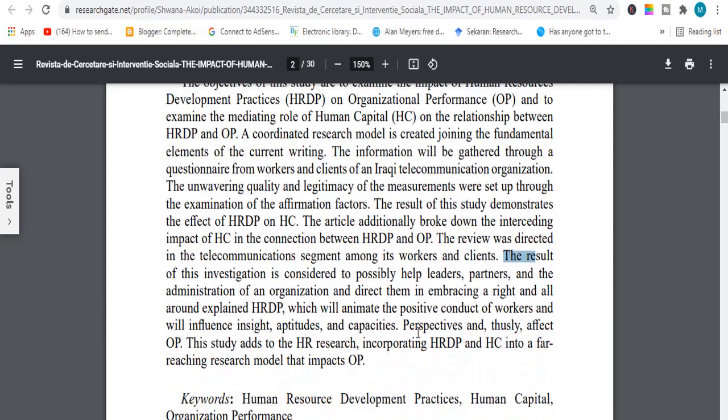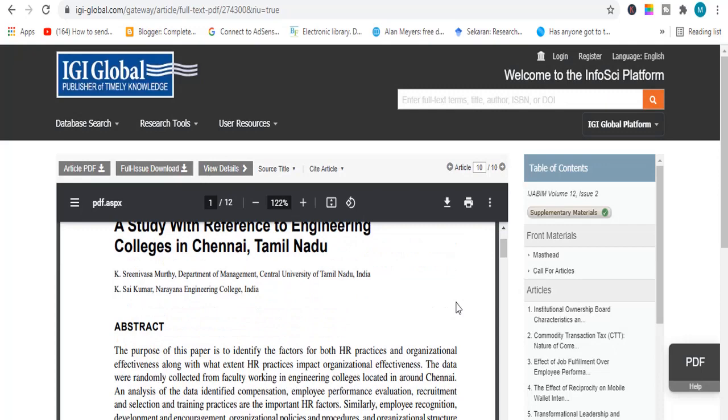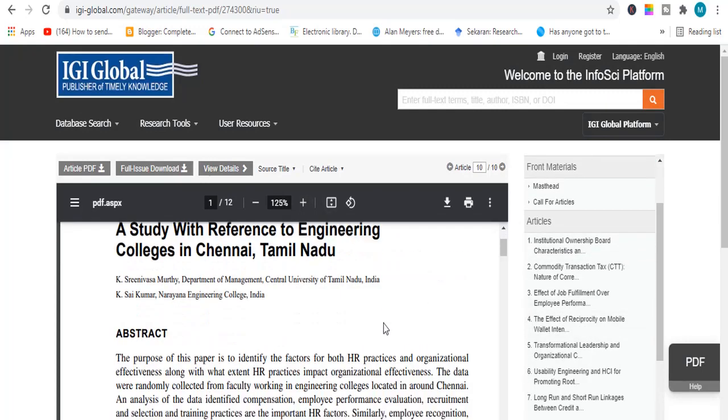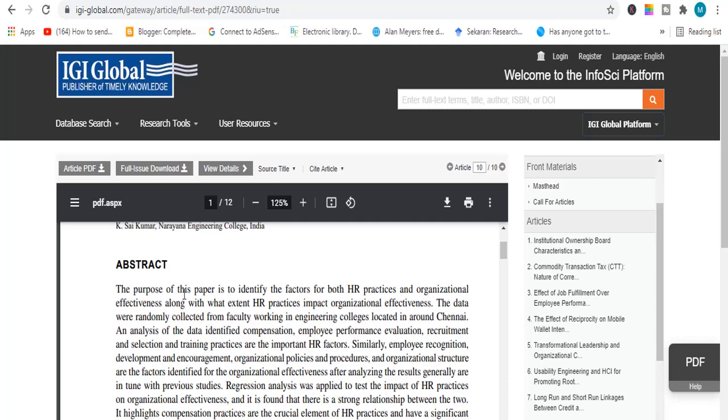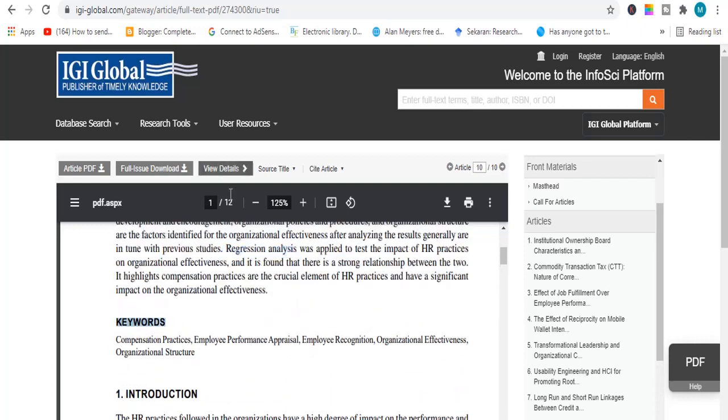Okay, then they are telling their perspectives of the study, that the study adds improvement, the new thing they are adding into the model. Then there are keywords. Then I will show you another example of a good abstract which you can write. So in this study, they are starting with the purpose of this paper is to identify the factors. So if you are writing this for a thesis, then you will write the purpose of this research or of the study is to identify. Okay, you can see then they are telling about the methodology, then they are telling about the variables, the data analysis techniques they have used, and so on. They are also telling about some good keywords of the study.